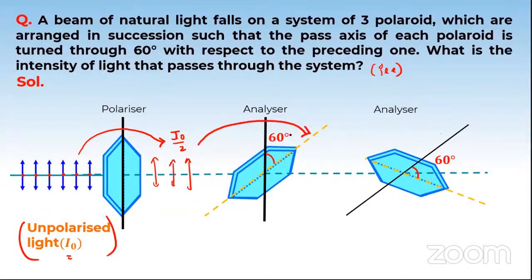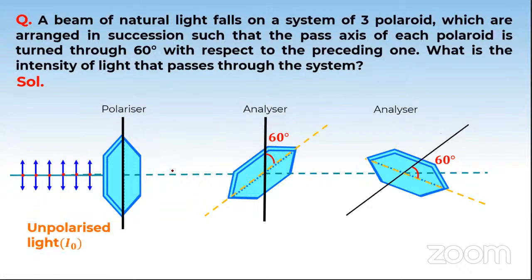an analyzer at an angle of 60-degree. That's correct, Madhavi. So now what will be the intensity? This has an intensity of I naught by 2. What will be the intensity of the polarized light which is passing in this direction? Initially this was coming in this direction, now it has rotated by 60-degree. What will be the intensity now?